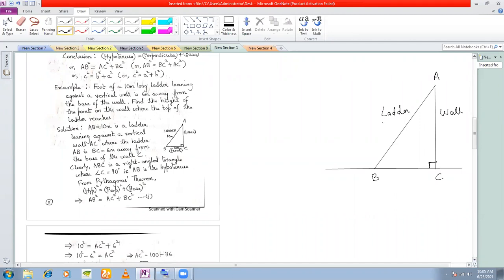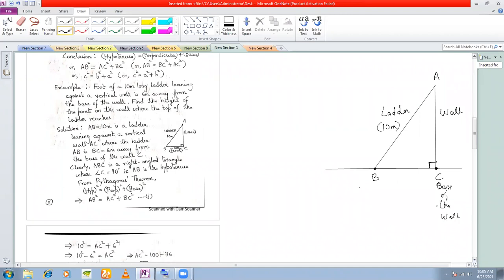A ladder 10 meters long. The length of the ladder is 10 meters. The foot of the ladder is 6 meters away from the wall. This is B, the point B is the foot of the ladder. How much distance away from the base of the wall? This is the base of the wall, C, right? What is the distance between the base of the wall and the foot of the ladder? This is the 6 meters. Yes, the base of the wall.